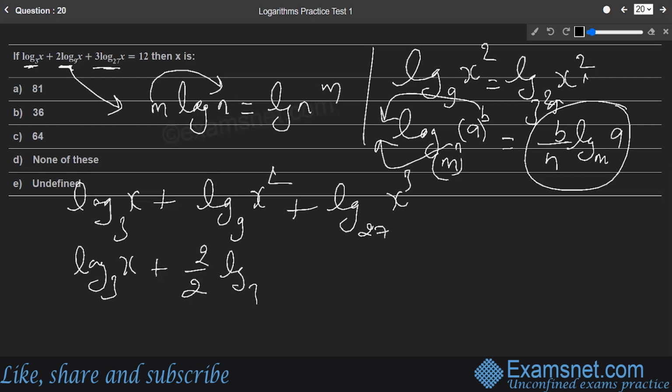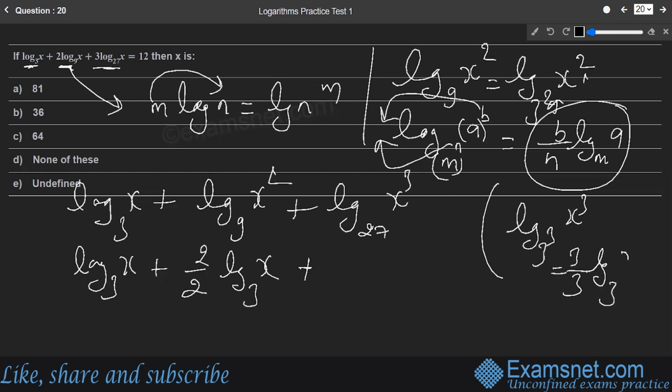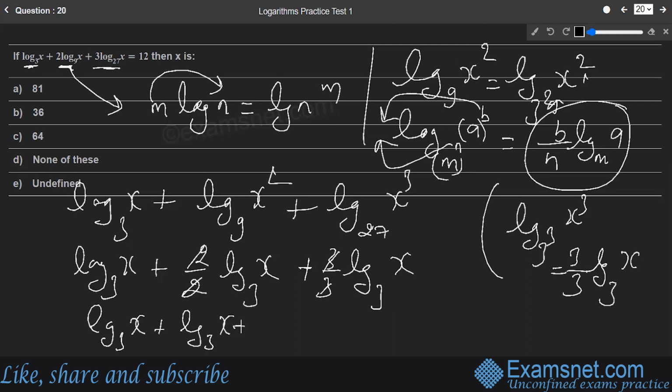The numerator 2 is the power of the number, and the denominator 2 is the power of the base. Plus the next term will become what? 27 is 3 cubed, so log base 27 of x cubed is log base 3 cubed of x cubed, which ultimately comes out to be 3 by 3 log base 3x. So we write here 3 by 3 log base 3x. Now these 2 by 2 and 3 by 3 get cancelled, so what are we left with? Log base 3x plus log base 3x plus log base 3x.